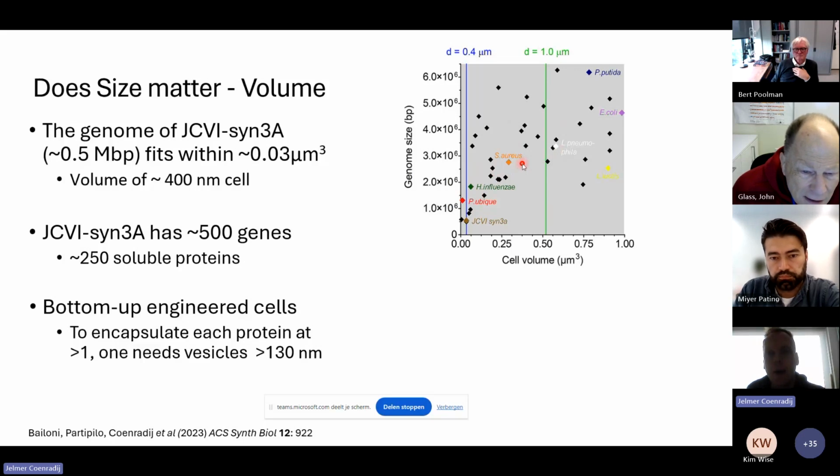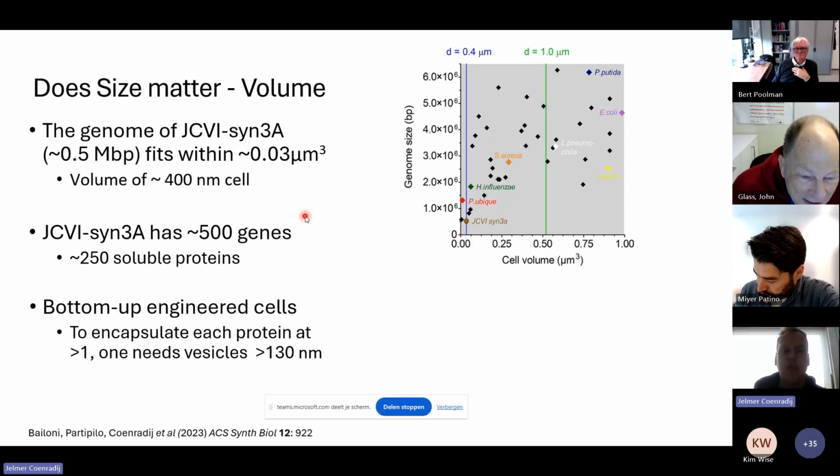So basically what I was trying to do is to explain this graph. We plotted the genome sizes of several microorganisms versus their cell volume. And I said that the JCVI genome fits within a volume of 0.03 cubic micron. This is very similar to the volume of a vesicle with a diameter of 0.4 micrometer, 400 nanometer, which is the type of vesicle that we are working on in our lab.